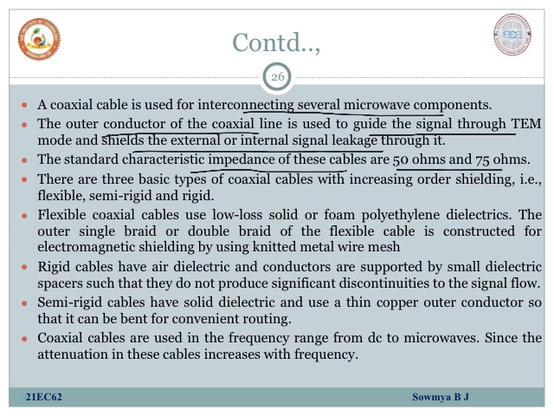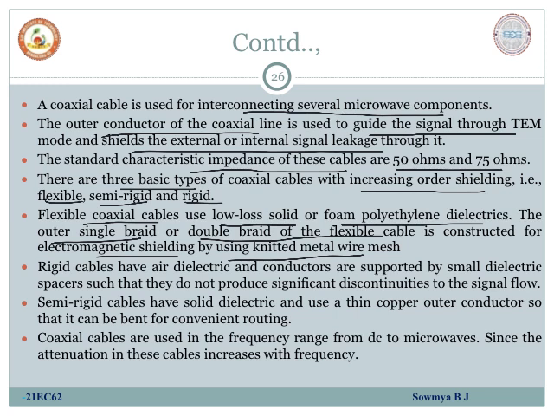Based on the increasing order of the shielding, we can classify these coaxial cables into three basic types. One is flexible, semi-rigid and rigid. Coming to the flexible coaxial cables, they use low loss solid or foam polyethylene dielectrics. In this case, the outer single braid or double braid of the flexible cable is mainly constructed for electromagnetic shielding, and that is done by using knitted metal wire mesh.